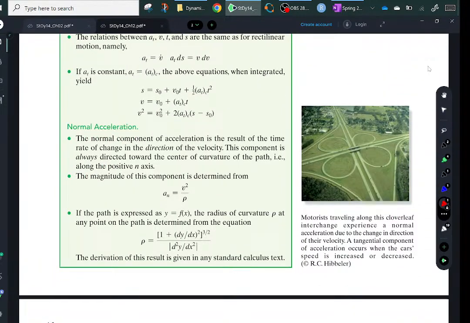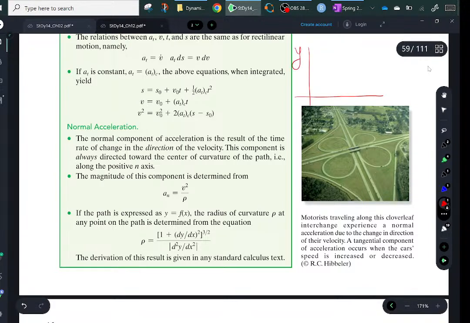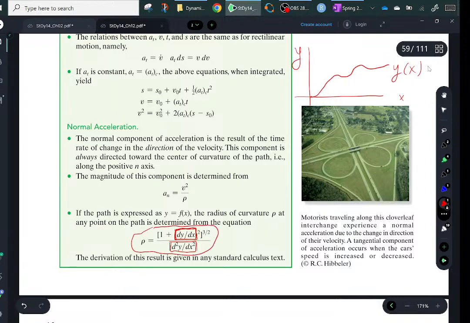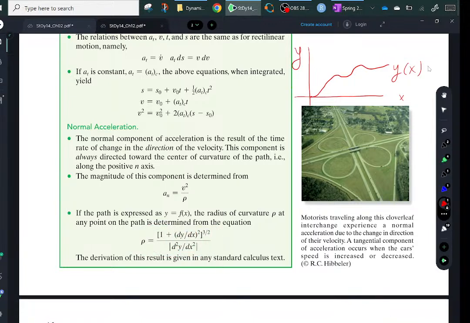So if you have some sort of function in which y is a function of x, and say you have some equation for it, I don't know what else to say except y is equal to that. Well, if you take one derivative and square it, and take two derivatives and take the absolute value of it, put it in this equation, this will give you the rho that goes on the bottom. And you can go back in math and show that it has to do with the radius of curvature of a path.